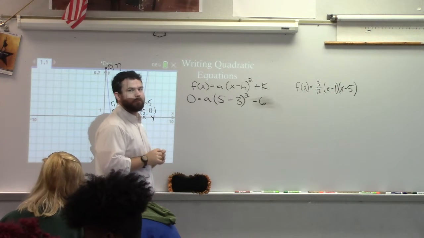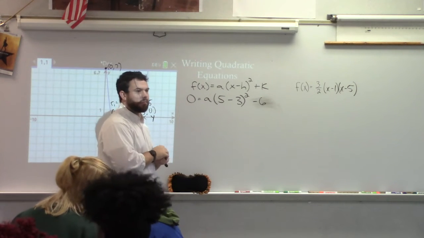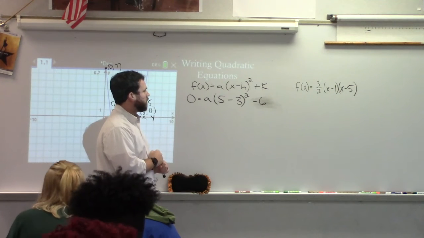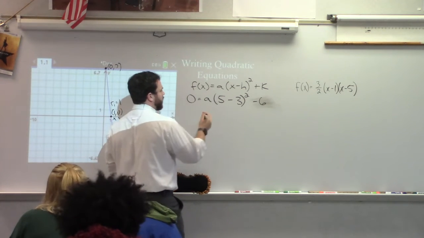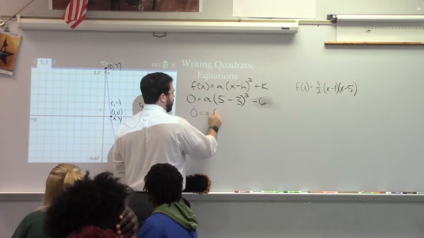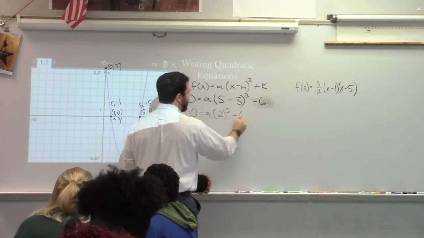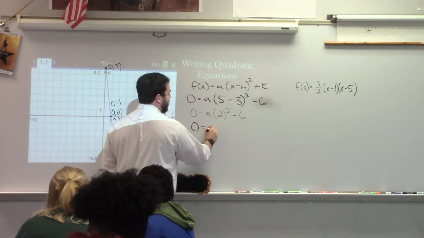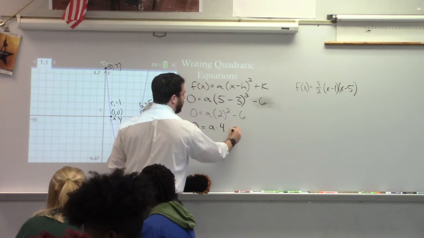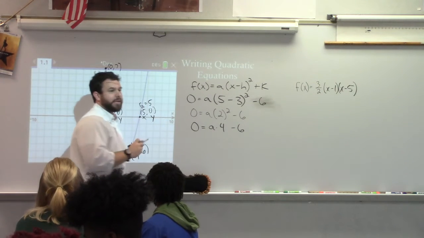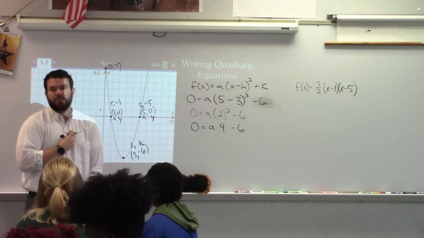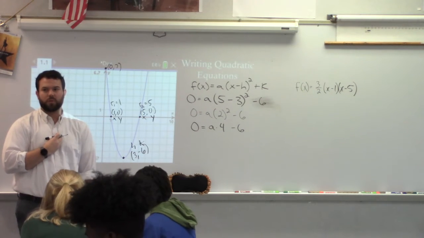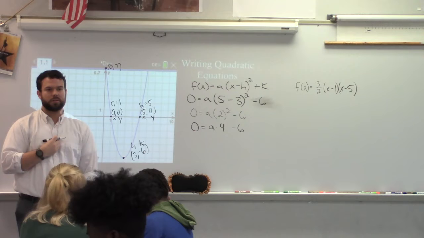That's it. From there, what am I going to do to solve? Parentheses first. So that's 2 squared minus 6. Then you do your exponent. If you haven't noticed, this isn't the only way to do this problem, I will say. But I personally am going to simplify before I start using inverses to solve.